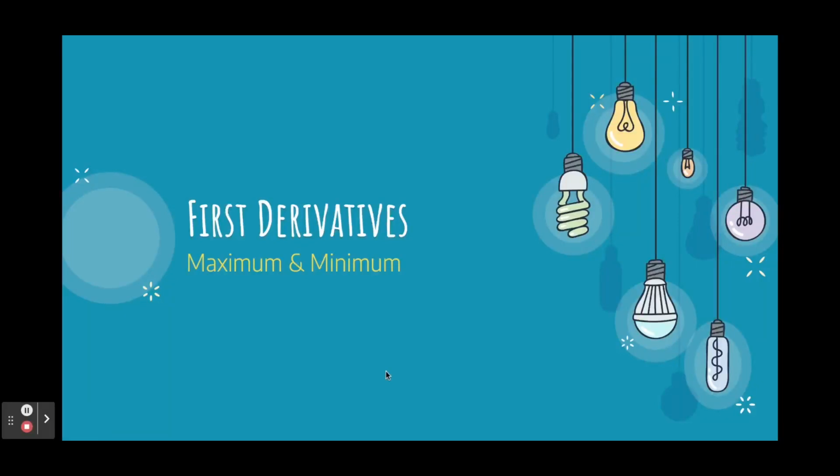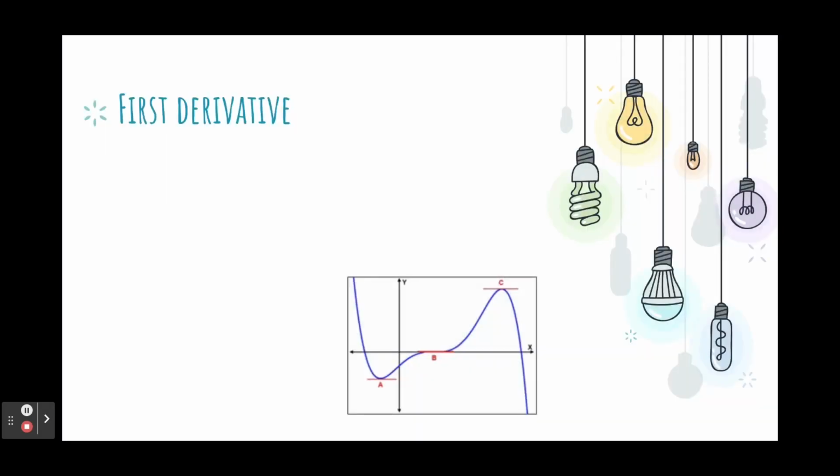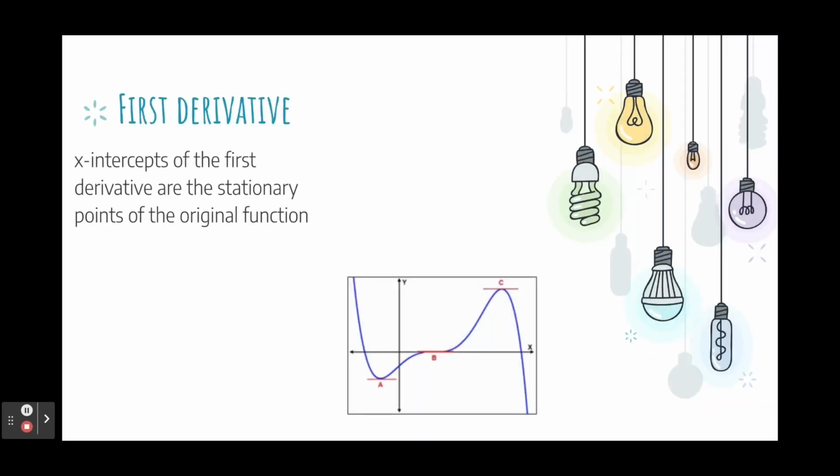In this video, we're going to talk about what the first derivative shows, which will be our maximum and minimum points. Let's start. Whenever we take the first derivative, the x-intercepts of the first derivative are the stationary points of the original function. Now, what does that mean?